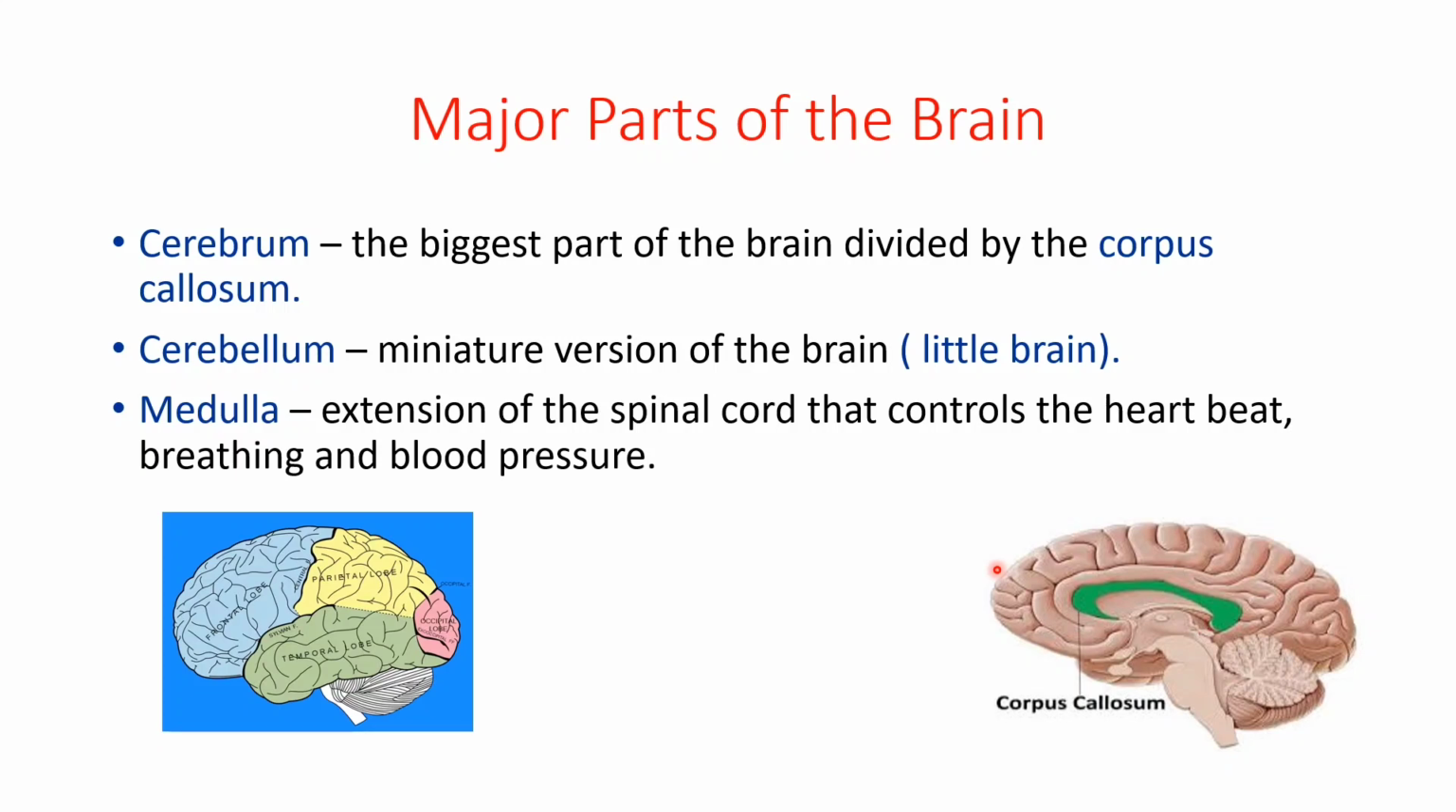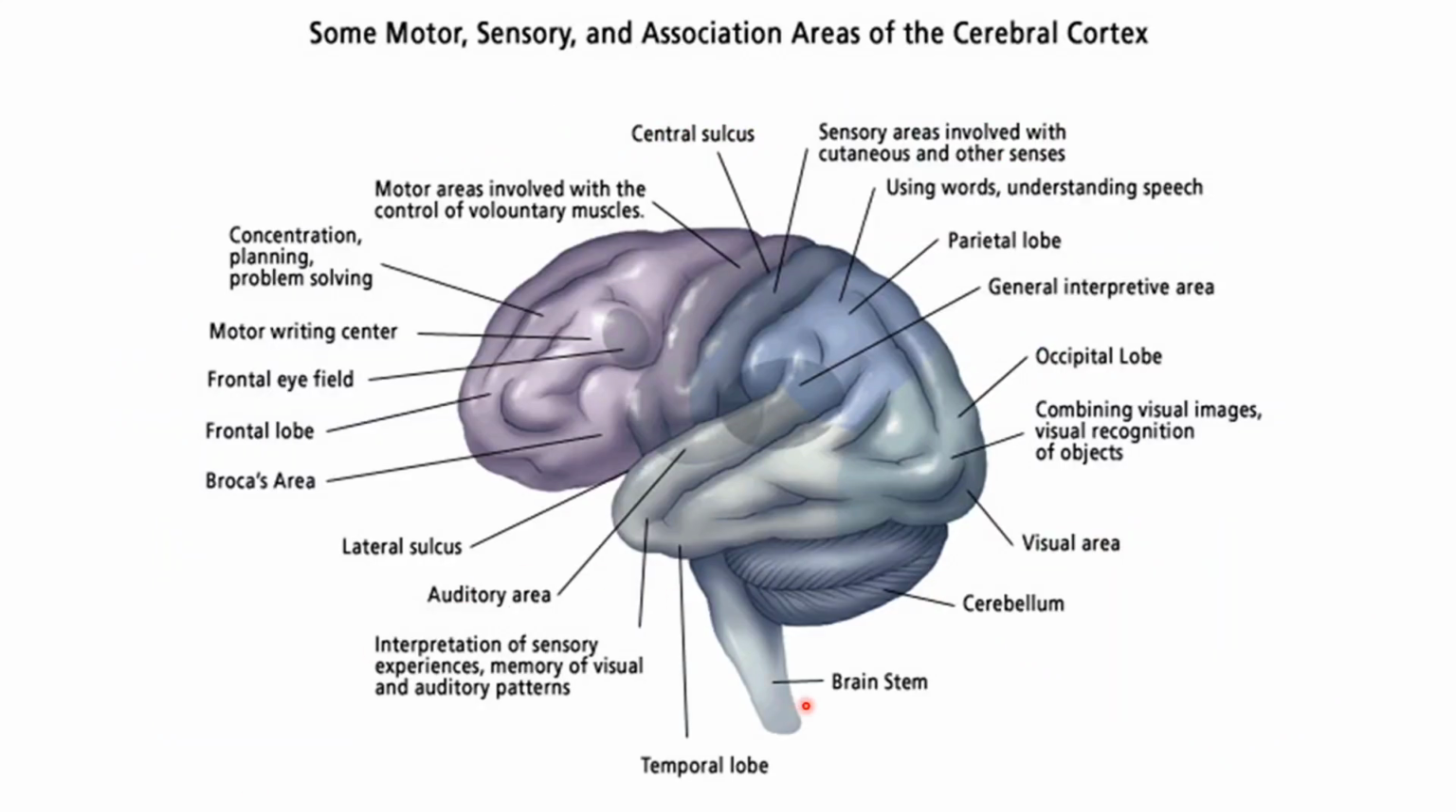Another part is the cerebellum. Cerebellum is the miniature version of the brain, which is also known as the little brain, while medulla is the extension of the spinal cord that controls the heartbeat, breathing, and blood pressure. This is the cerebellum. This is what we call the little brain. Kasi eto na yung malaking brain, tapos nagkaroon pa ng maliit na brain dito. That's why it's called miniature part of the brain. Now, this is the medulla, which is the extension of the spinal cord. Now, each part of the brain has a corresponding function.